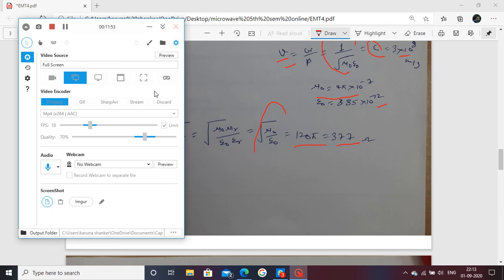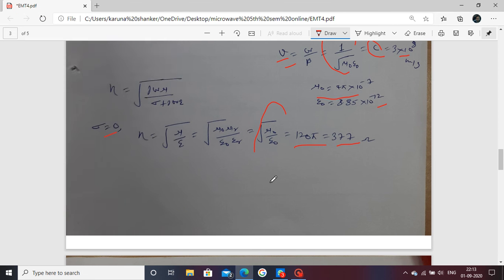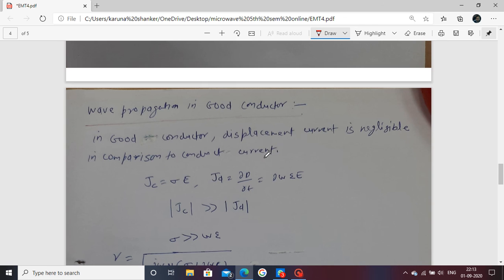Okay, next we move to wave propagation in a good conductor. In a good conductor, what happens? Consider the property of a good conductor. In a good conductor, the conduction current density is much greater than the displacement current density.